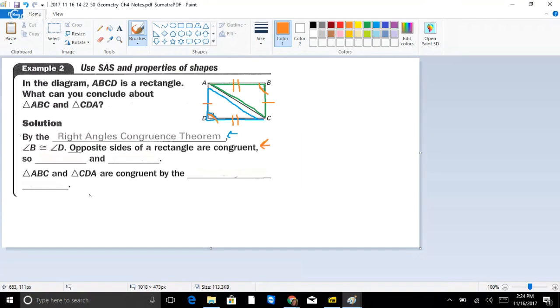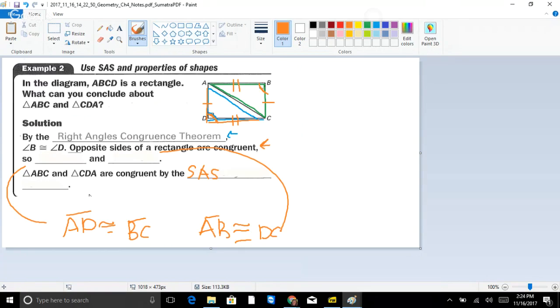So we know that those opposite sides are congruent to each other. So because of that, because we have a side, an angle, and another side, we can say that ABC and CDA are congruent by the side, angle, side postulate, by the SAS postulate. And this fill-in should say that opposite sides of a rectangle are congruent. So AD is congruent to BC, and AB is congruent to DC. That's what the fill-in should be right there.